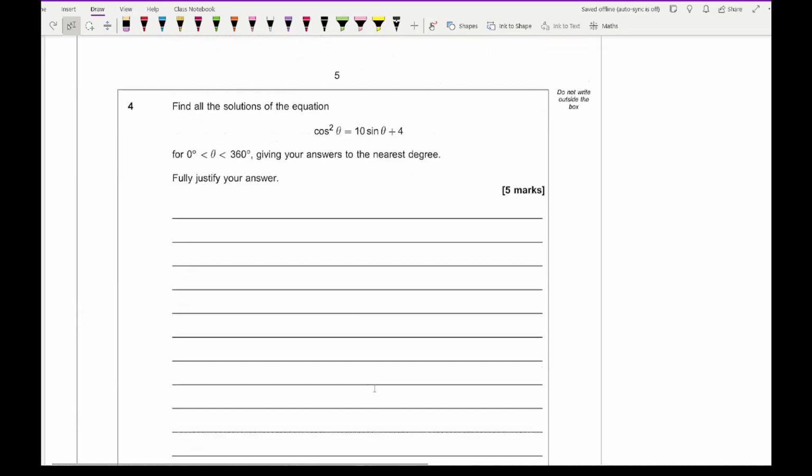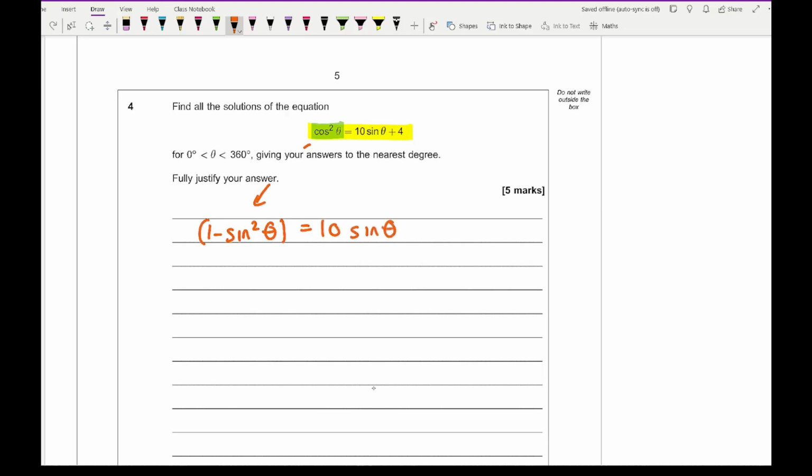Moving on to question 4, it says find all the solutions of the equation cos squared theta equals 10 sine theta plus 4 for theta between 0 and 360, giving your answer to the nearest degree and fully justify your answer. Now what we want to do is basically have an equation where we've just got single trig ratios, so either all cosines, all sines, or tans. Now there's not much I can do with the sine, but there is something I can do with this cos squared theta. So replacing cos squared theta with 1 minus sine squared theta, by doing that simple substitution, I've eradicated the use of a cos and I'm now using just sines.